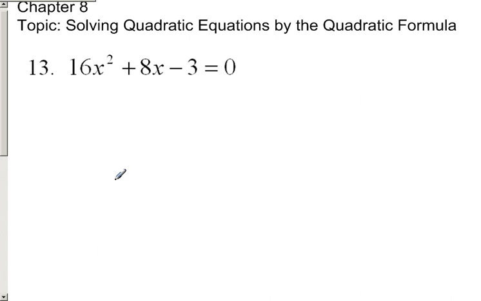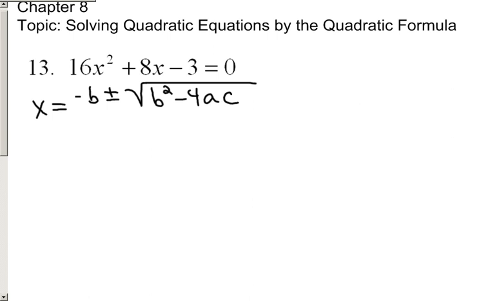When solving a quadratic equation by the quadratic formula, you must of course know the quadratic formula. The quadratic formula is x equals the opposite of b plus or minus square root of b squared minus 4 times a times c all over 2 times a. The a, the b, and the c come from the coefficients of x squared, x, and the constant.